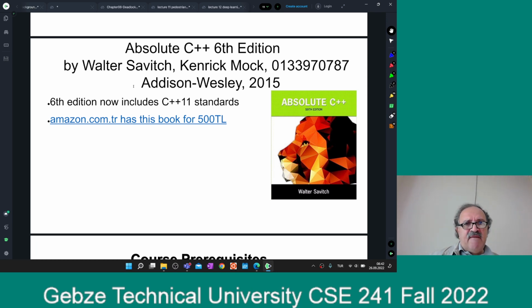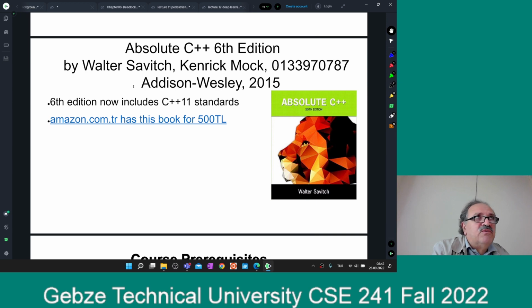6th edition, and amazon.com.tr has this for 500 Turkish liras, as I checked yesterday. So I suggest you buy it, or at least buy a used copy from last year's students. It's a nicely written book. It is easy to read.